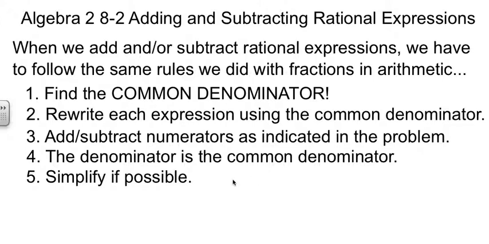Then your job is to rewrite each of the fractions using that common denominator. Add or subtract as indicated. Make sure you're only dealing with the numerators at that point. The denominator stays whatever that common denominator is. 2/7 plus 3/7 is 5/7, not 5/14. So make sure your denominator stays the same and then simplify as much as you can, like we did in the last video.